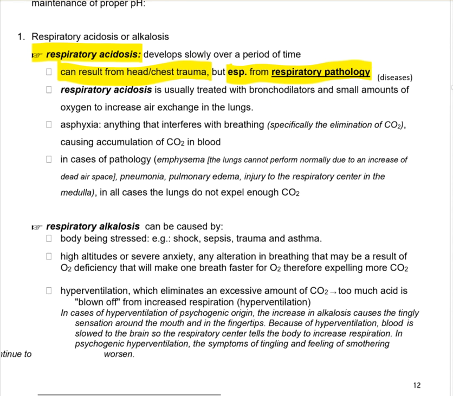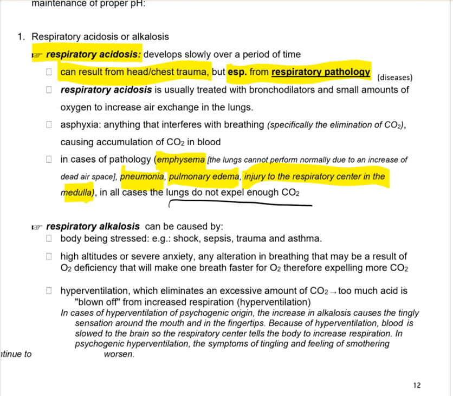For some reason, our lungs are not working correctly, and they're not getting the carbon dioxide out of the blood fast enough. So what could be some of these problems? Well, emphysema, pneumonia, edema, fluid in the lungs, injury, and then as we said up here, head trauma, injury to the respiratory center of the medulla. In all of these cases, the lungs do not expel enough carbon dioxide.